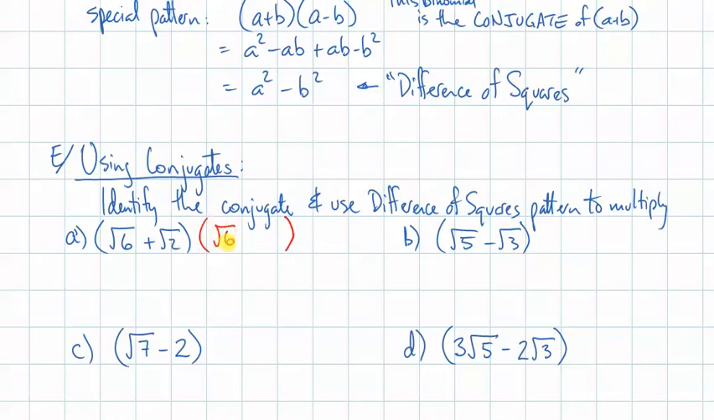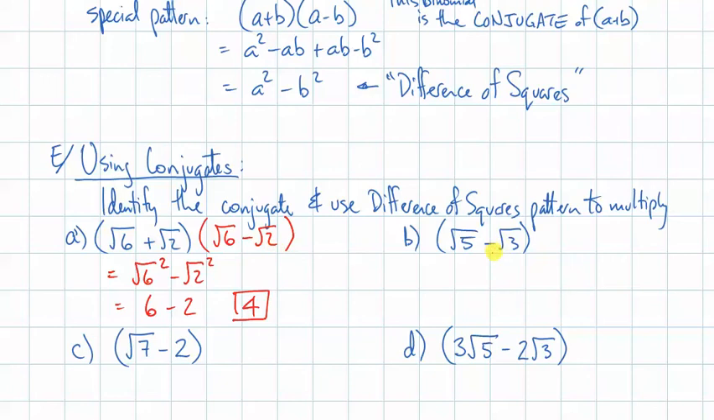The answer is root 6 minus root 2. So, same binomial, switch the sign. Now, if we use the difference of squares pattern, I would get root 6 squared minus root 2 squared. And that's from up here. Observe this pattern up at the top. That's the number 6 minus the number 2. So my answer is a rational number, 4. That's my goal when I multiply by conjugates of radicals.